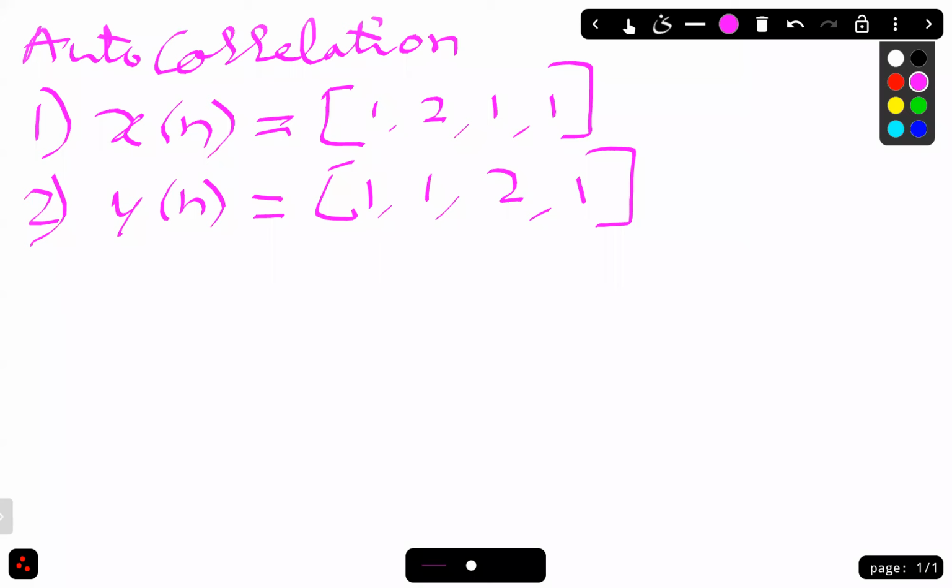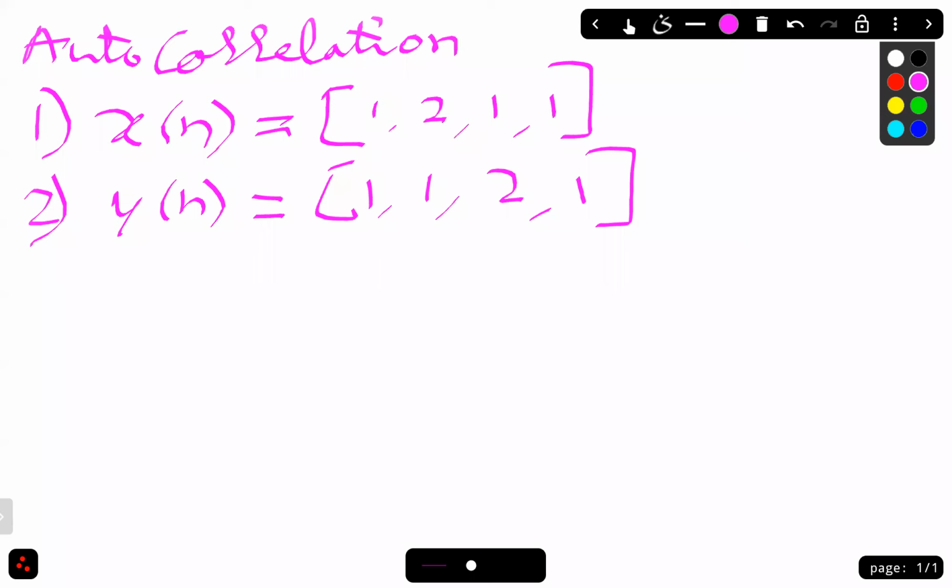Have you noted the question? Yes, sir. Okay. Now, can anyone tell me what is autocorrelation? What is the definition of autocorrelation? Correlation between same sequences. Correlation between the same sequences, right?